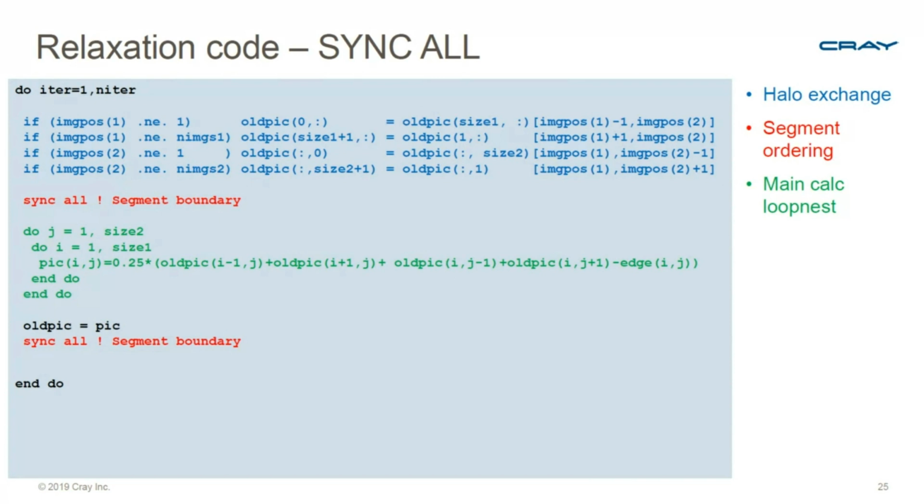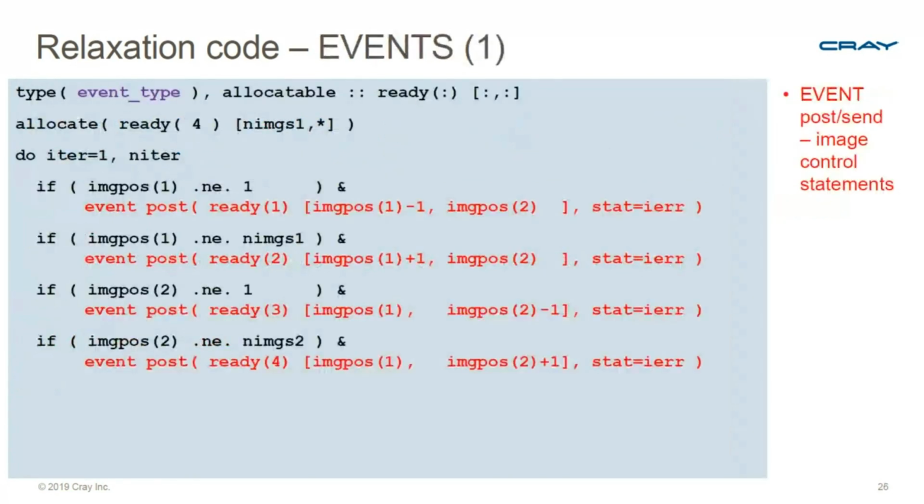So the idea of an event is that you cause an event to happen, and then you inquire whether it's happened afterwards. Okay, so the way you would declare that an event has happened is you post it. So you declare a special variable. So in this case, it's of type event type. It's been allocatable, and the variable's an array called ready. So ready is an array of objects. There's 4 of them because we've got 4 directions, and they're of type event type, and they're co-arrays.